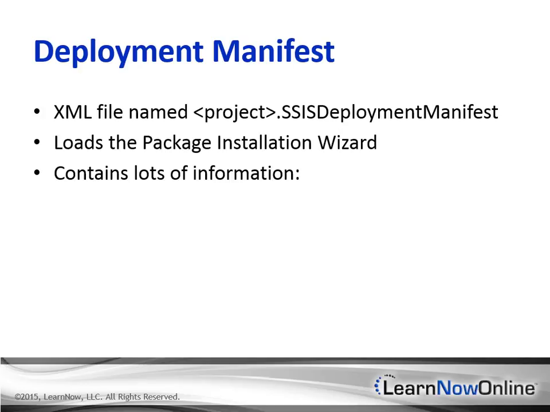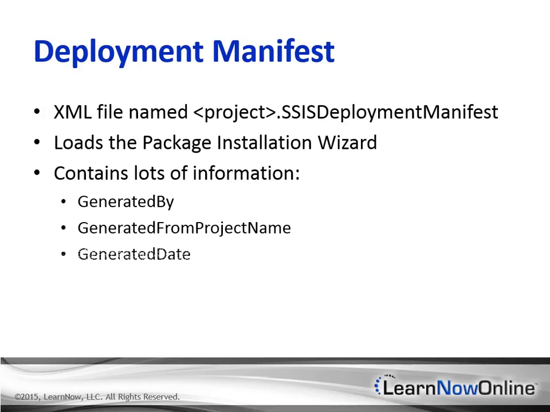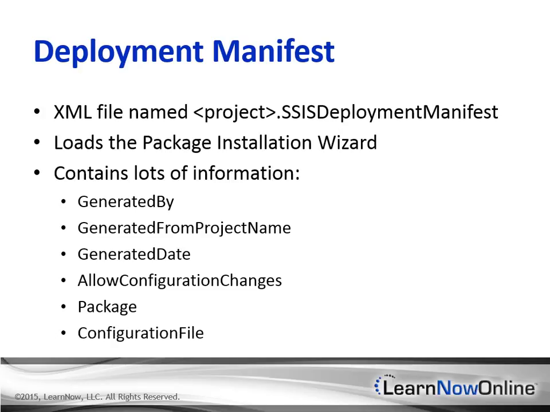So it's an XML file and includes things like GeneratedBy, which is an attribute of the DTSDeploymentManifest node that shows which account generated the manifest. GeneratedFromProjectName indicates the project that SQL Server Data Tools created this manifest for. GeneratedDate, the date that Data Tools generated this manifest. AllowConfigurationChanges, that's the property that I mentioned, that you can allow the user who's installing the package to make configuration property changes. Package is the full file name of the package. And ConfigurationFile shows the name of the configuration file for this package.